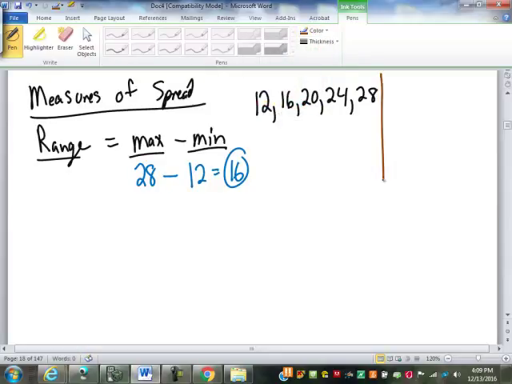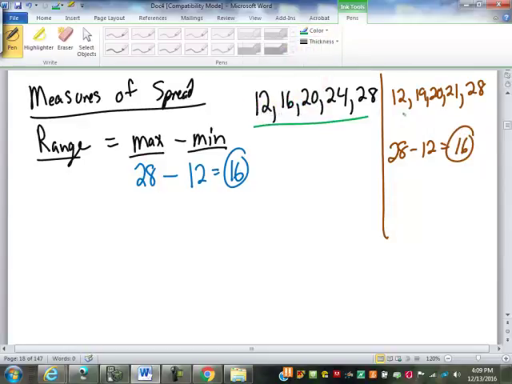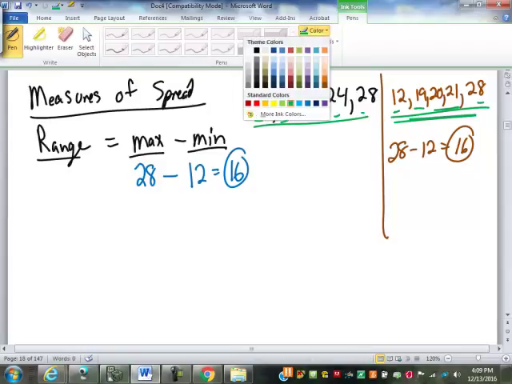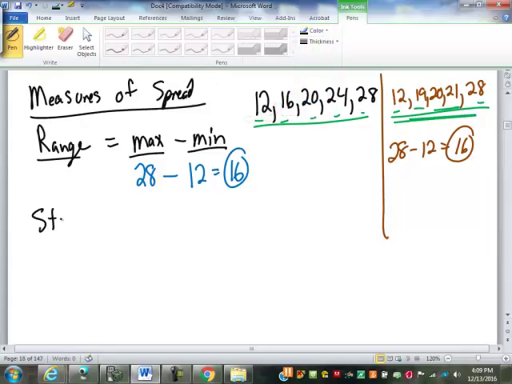Let me give you another list over here. What's the range of that list? Well, 28 minus 12, it's going to be 16, isn't it? Would you say that those two lists are equally spread out? No, I would say this one here is a lot less spread out. The numbers are concentrated in the middle, then we just have the two out on the ends. These are pretty evenly spaced. They're spread out. So the range is not an adequate description of spread. So we use something called standard deviation.